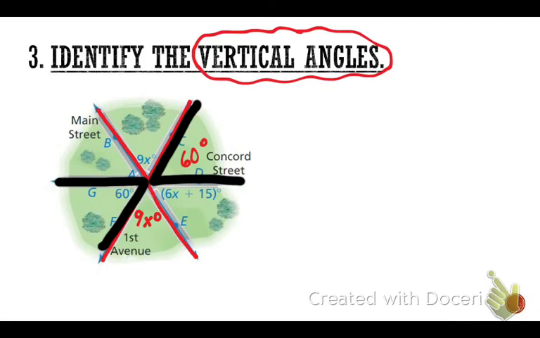There's one last and final one. I'm going to put it in white. We would call that 6x plus 15. Do you guys see where the other 6x plus 15 is supposed to go? It's going to go right across from it over there. So I want you to write in 6x plus 15 degrees.